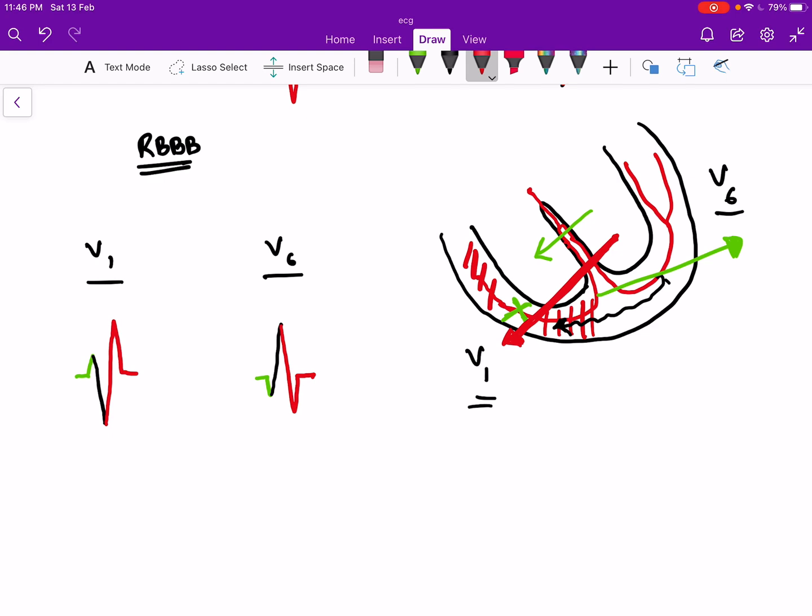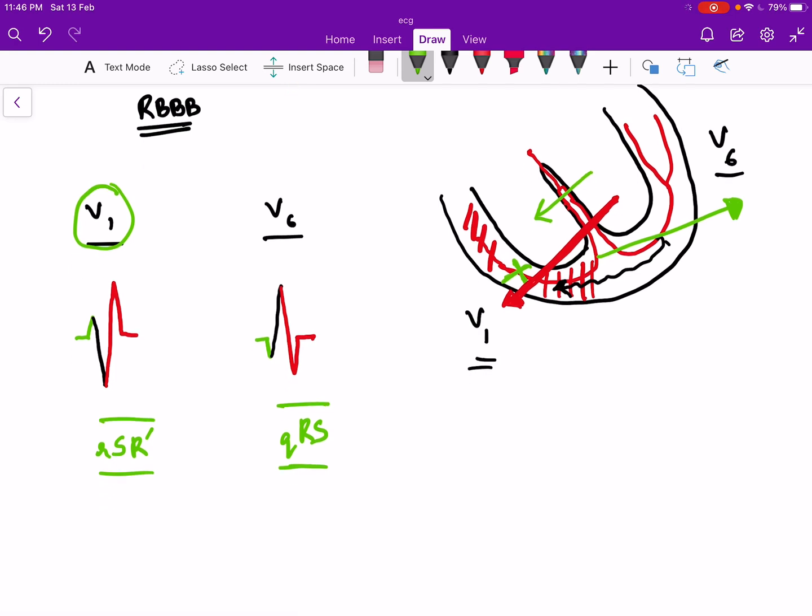So we can see in V1, in a case of RBBB, we have a complex of R, S, R dash type. Why R dash? Because it is the second positive deflection, and already the first positive deflection is R, and it is capital because the amplitude is more. And in V6 we get Q, R, S. So this is the concept of why we get this pattern RSR dash in lead V1 and QRS in lead V6.